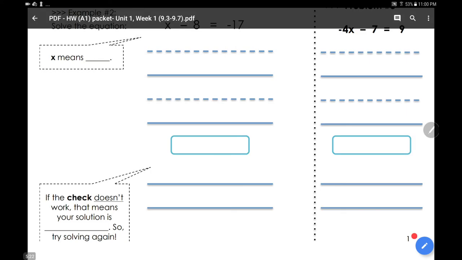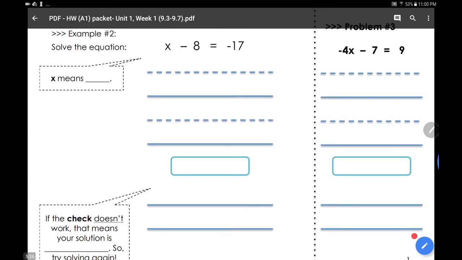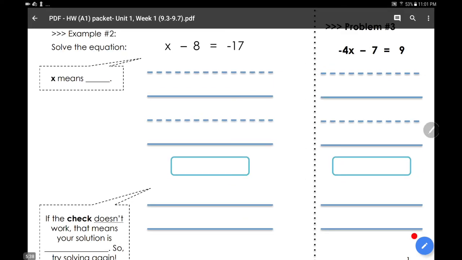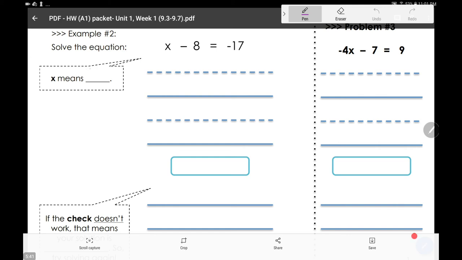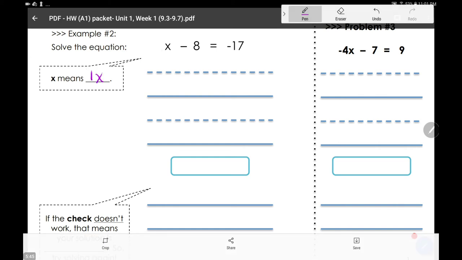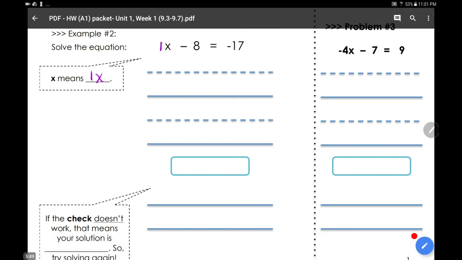All right, let's scroll down to the next section of this page, which is example number 2. So x minus 8 equals negative 17 is an example of a one-step equation. So what we have here is x means, well, when x is by itself, that just means 1x. There's actually an imaginary 1 next to that x. So I'm going to go ahead and write that 1 next to the x.